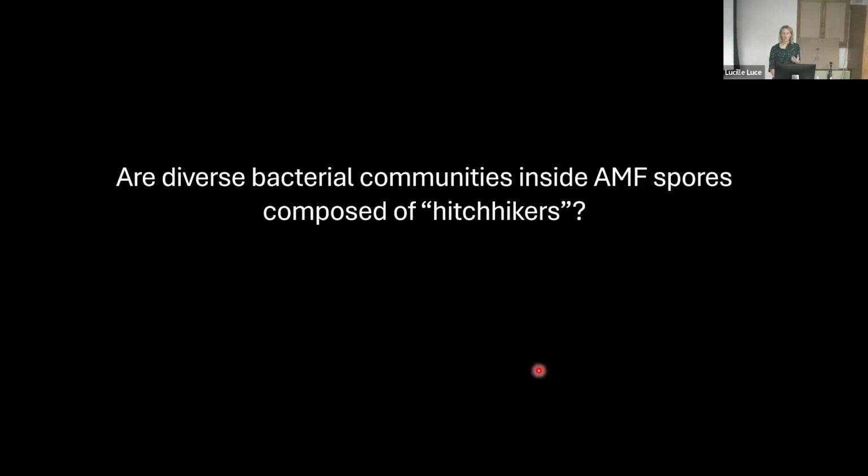And so this led us to hypothesize that perhaps these diverse communities of endobacteria that we found in AMF spores could analogously be these bacterial hitchhikers. And it's not so hard to believe. AMF spores are packed full with nutritious and delicious lipids and glycogen, which could be used as a food source for these bacteria. And they could potentially shield the bacteria inside their spores from other environmental stresses.